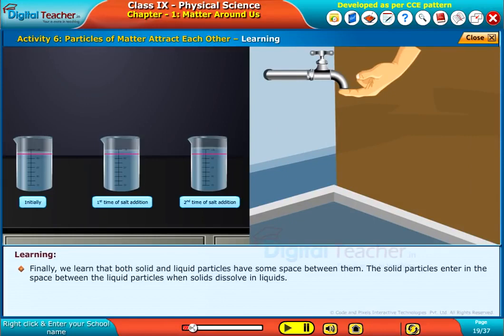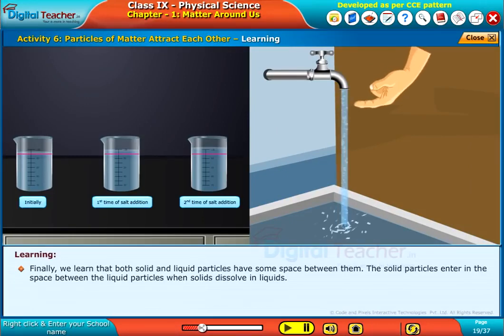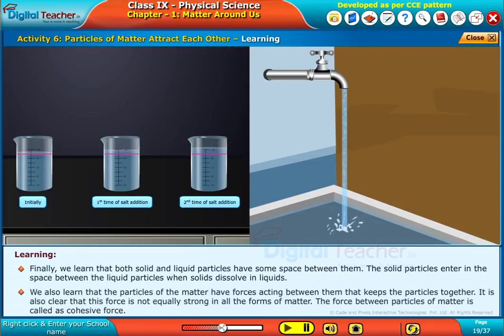Finally, we learn that both solid and liquid particles have some space between them. The solid particles enter in the space between the liquid particles when solids dissolve in liquids. We also learn that the particles of the matter have forces acting between them that keeps the particles together. It is also clear that this force is not equally strong in all the forms of matter. The force between particles of matter is called cohesive force.